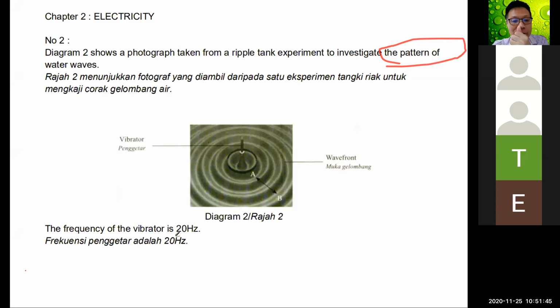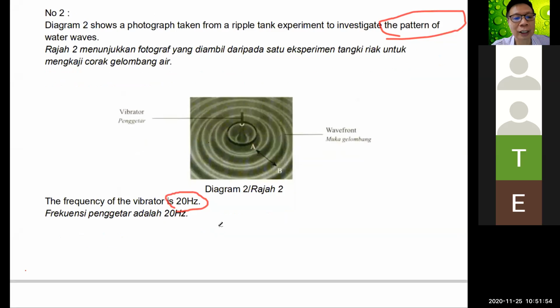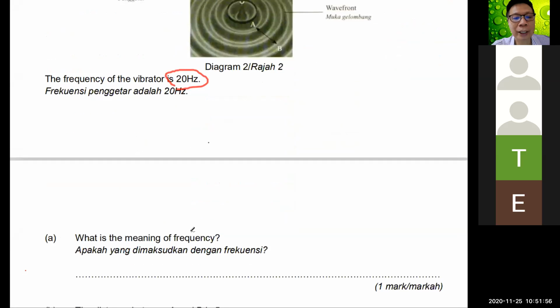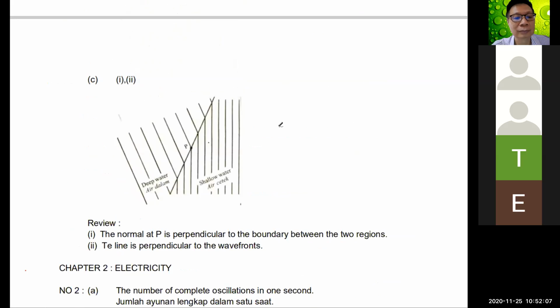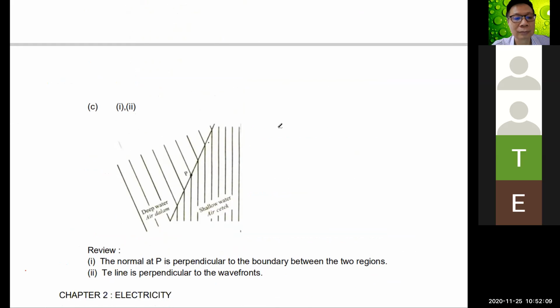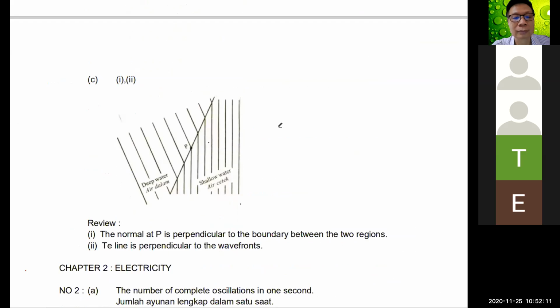The frequency is 20 hertz. Frequency of the vibrator. The vibrator is here, vibrating. Then you see the water wave come out, right? Now, what is the meaning of frequency? Think of the answer, everyone.